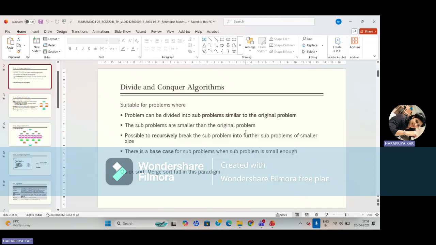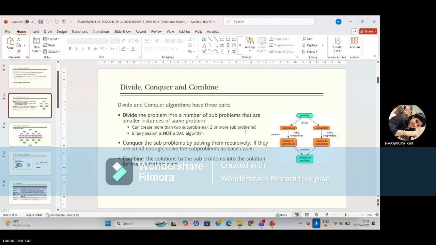First of all, how we are going to divide and conquer, and then again how we are going to combine. Divide and conquer algorithms have three parts, and that is very important. So this algorithm works over three parts. The first one is to divide the problem into a number of sub-problems that are smaller instances of the same problem.